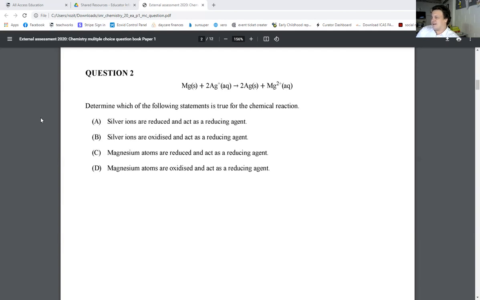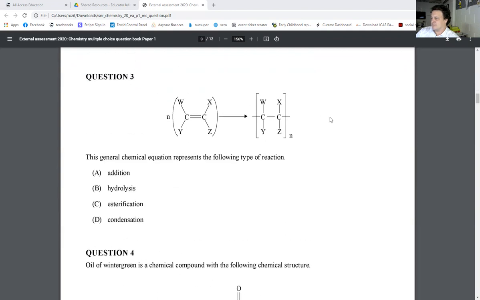Silver ions are being reduced, so they're going from +1 to 0. But if it's reduced, it can't be the reducing agent. So as Ross and Noah have said there, it is magnesium atoms that are oxidized. They're going from 0 on the left to +2 on the right, losing 2 electrons. And as they are the agent that's being oxidized, they are also the reducing agent. All right, again, we'll go 60 seconds.